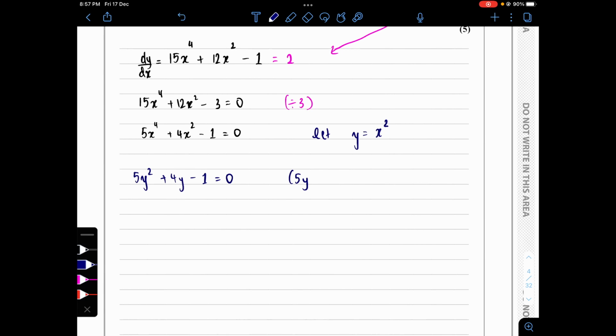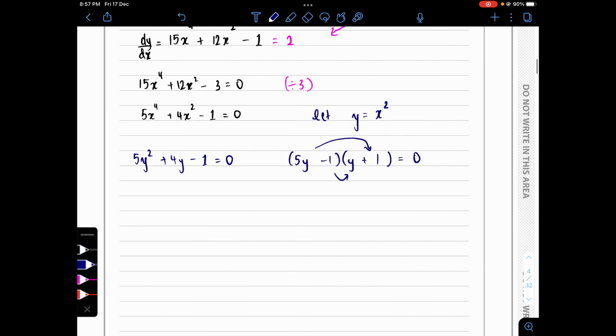5y something, and then y, and we close the brackets, equals 0. So now we need to get a combination that gets 4y. So that's probably, we add 1 here. So we got 5y when we add them, and we need to get rid of 1. So minus 1. So when we get rid of them, we get 4y. So that makes sense. So what's our solutions? So our solutions are 5y minus 1 equals 0, or y plus 1 equals 0. So we get 5y equals 1, y equals 1 over 5, or we get y equals negative 1.